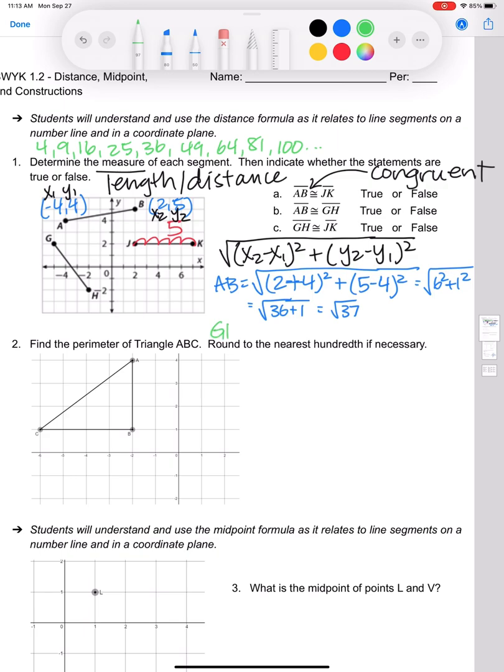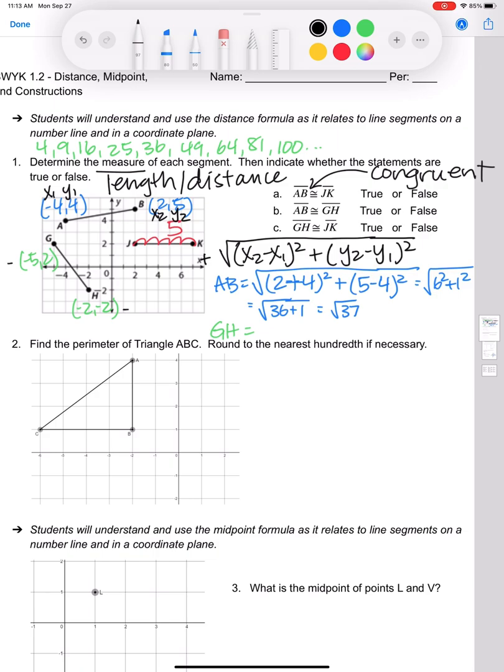So I'm going to leave you at this point in the problem. To complete the problem, you are going to want to find the length of GH. So we already have JK and AB. To find GH, we are going to need the ordered pairs. You're going to repeat the same process that I just did and see whether you get square root of 37 or something else.